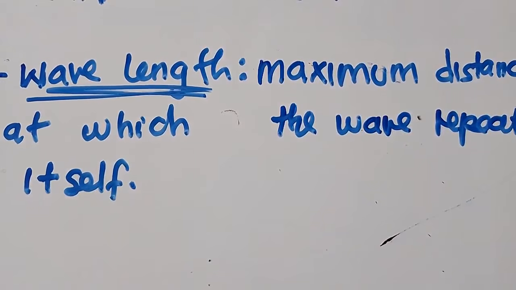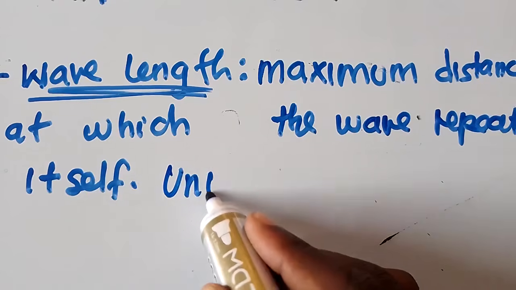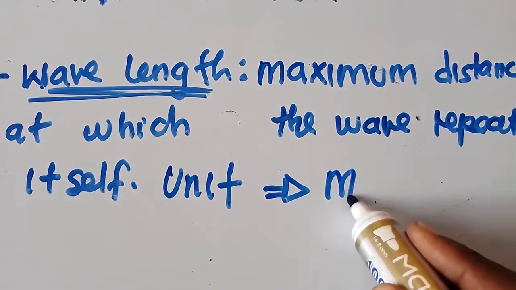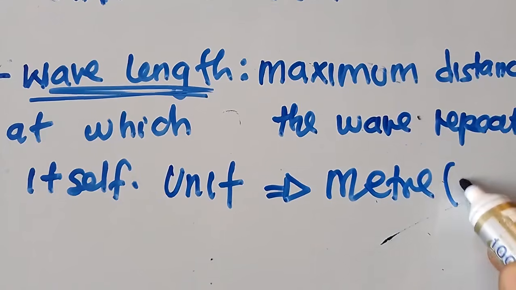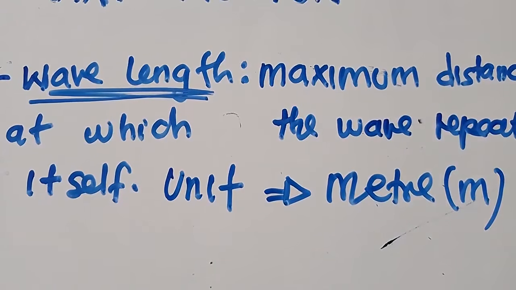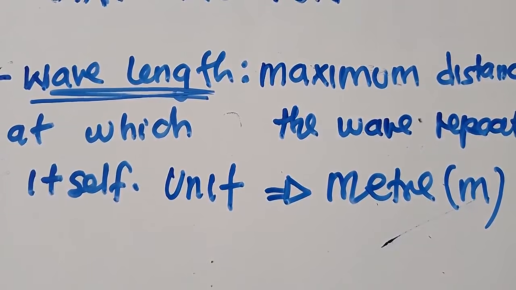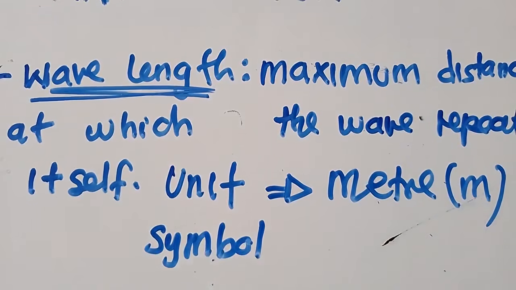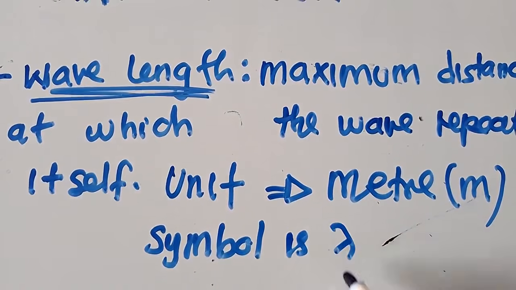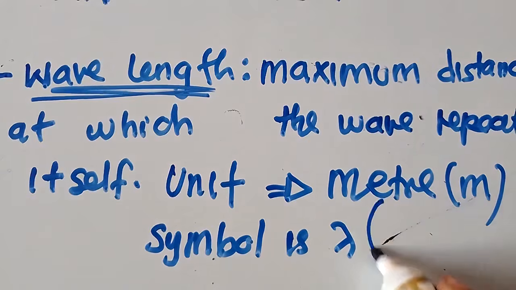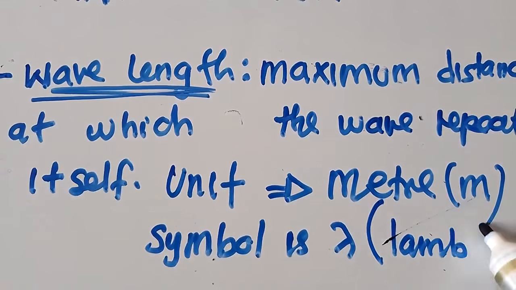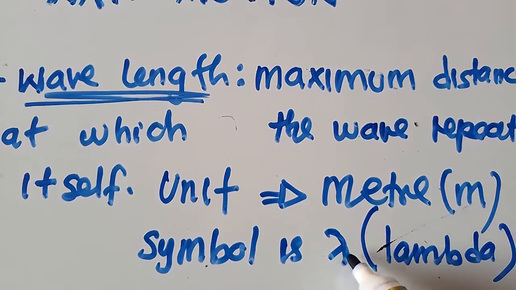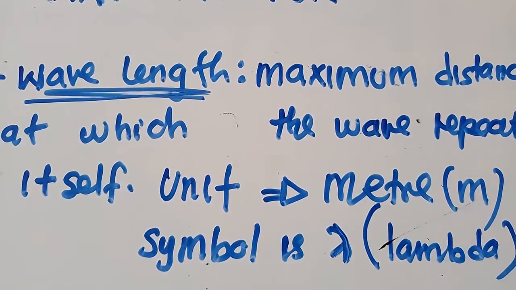So the unit for wavelength, you also need to understand. The unit is meter. Have you seen? It is measured in meters. The symbol for wavelength is like that. It is called lambda. Have you seen? It is called lambda. So what do we call this symbol? This is a lambda.